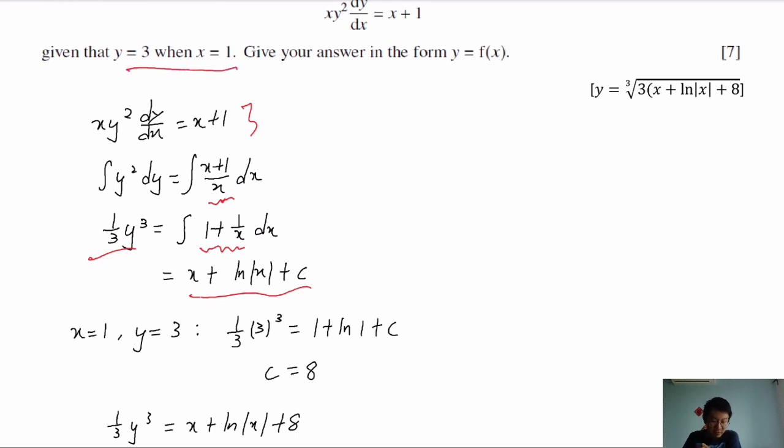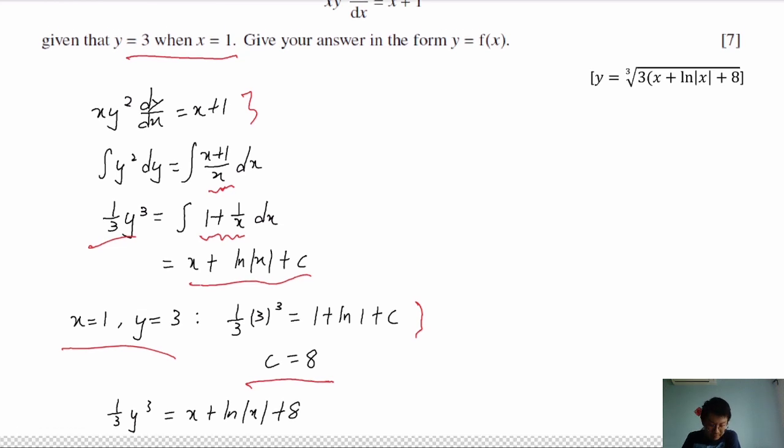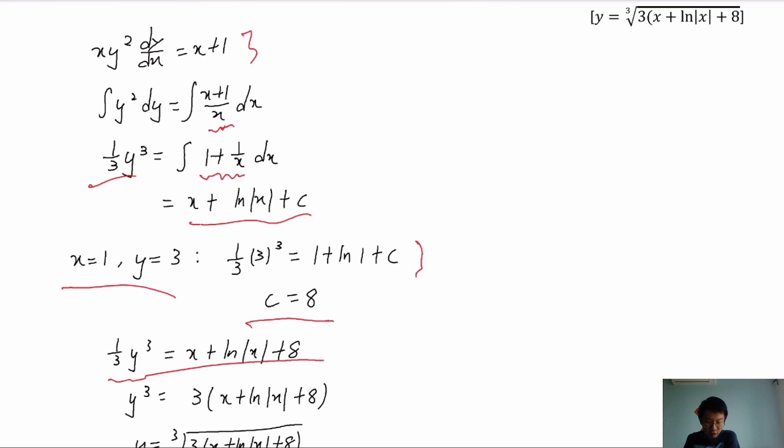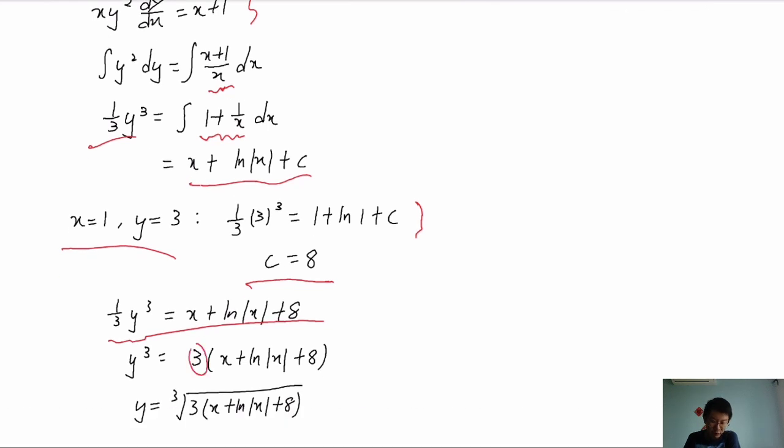Next is to substitute the values x equals 1, y equals 3 into the equation we have got, to find the constant. The constant is 8 here. Then put everything back into the relationship that we have. For the 1 over 3, move it to the right hand side to become a 3, and we have the cube here. When we move it to the other side, it becomes a cube root. So the value will be the cube root of this expression, or any other equivalent form of this expression will do.